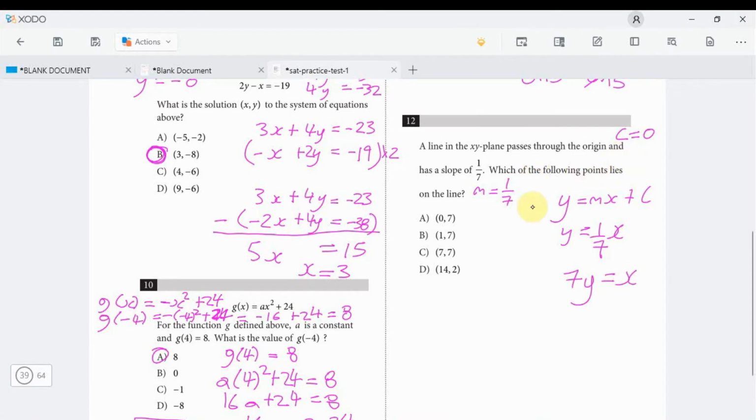Now it says, which of the following points lie on the line? So it must be a point that satisfies this equation. First one, it has to be when 7 times the y value should give you the x. So this is out already, because 7 times 7 is not equal to 0. This one is out as well, because 7 times 7 is not equal to 1. Then this one is out as well, so D has to be the answer, because look at it, 7 times 2 is equal to 14. It has to be D since D satisfies this equation. Easy.